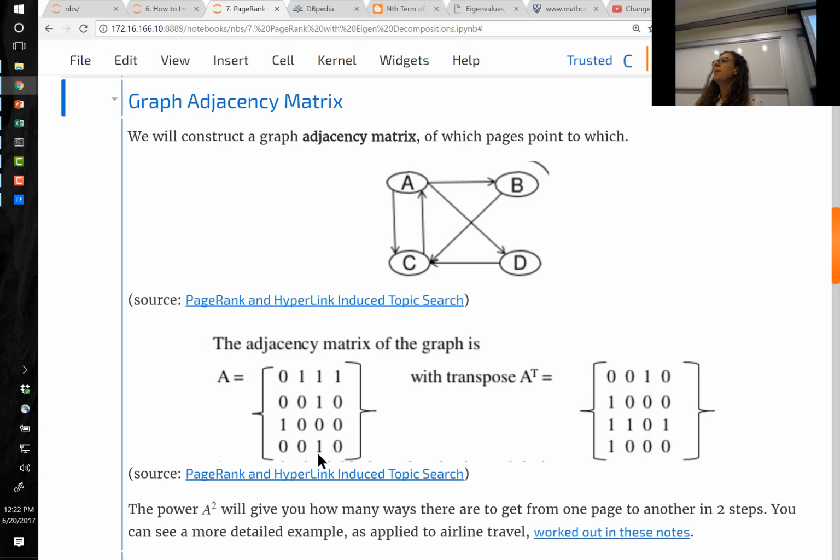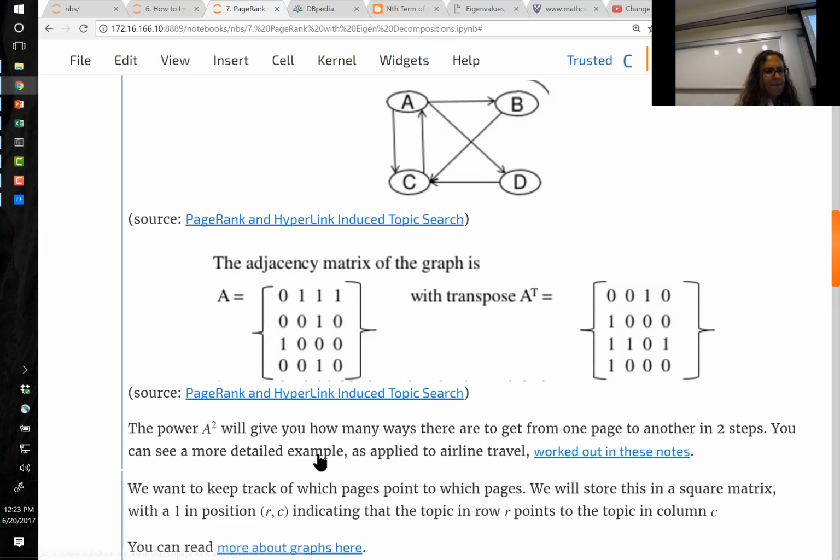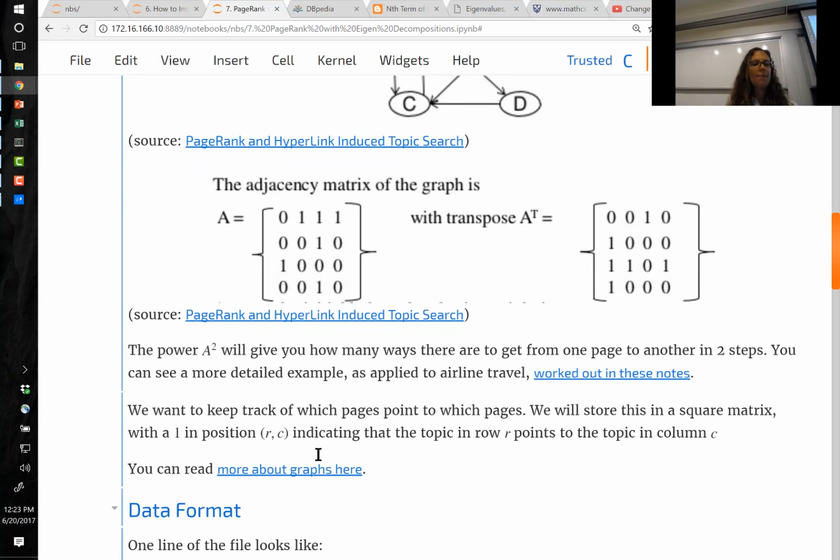And so this is a directed graph. So the order definitely matters. It's not symmetric. Are there questions about this representation? Okay, so taking the power A squared will tell you how many ways there are to get from one page to another page in 2 steps.